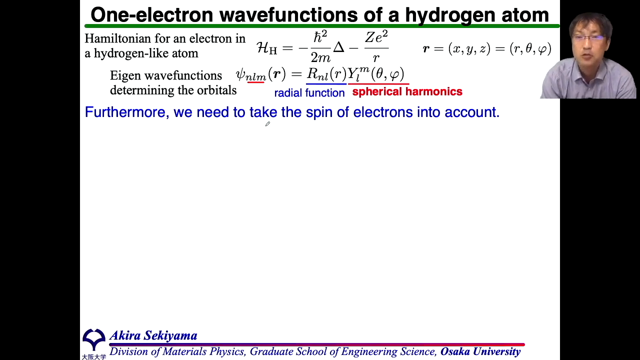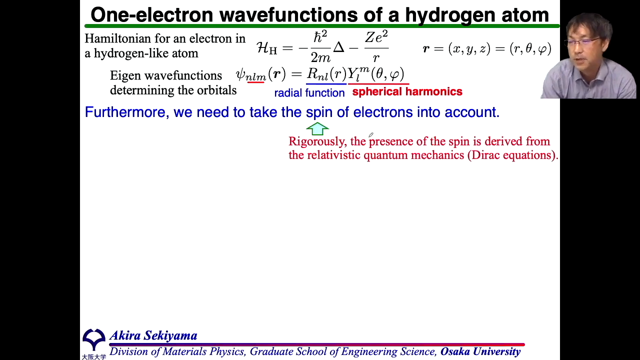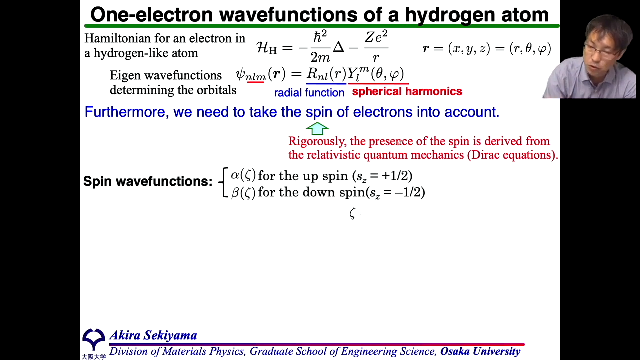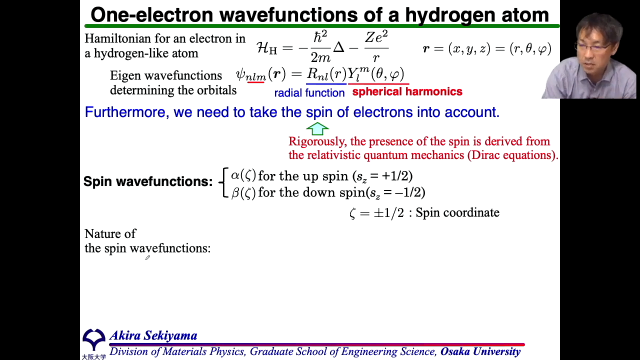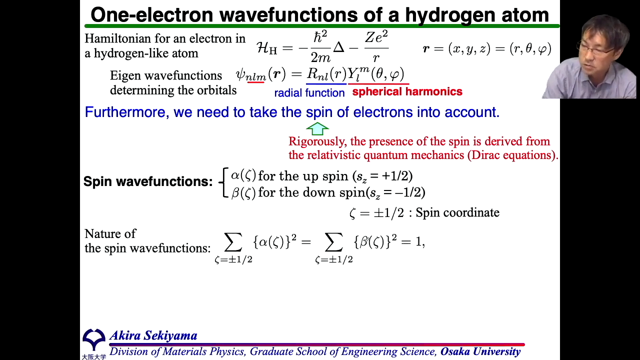And further, we need to take the spin of electron into account. This one is rigorously obtained from the Dirac equation, relativistic quantum mechanics, but here I simply introduce spin wave function alpha and beta. Alpha for the upspin, Sz of plus 1/2, and wave function beta for the downspin, Sz of minus 1/2. So this zeta stands for the spin coordinate, taking only two values, plus minus 1/2. Then the spin wave function has this nature, so also normal nature, like this one.